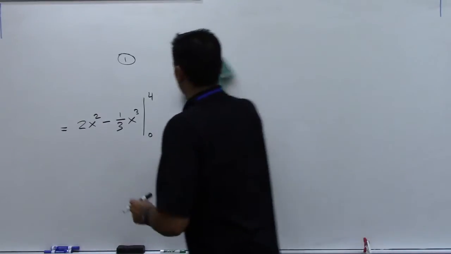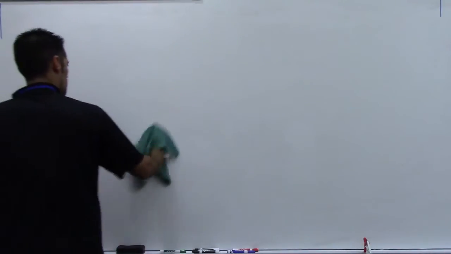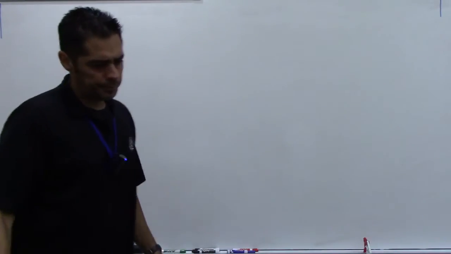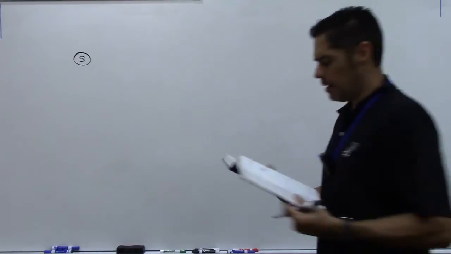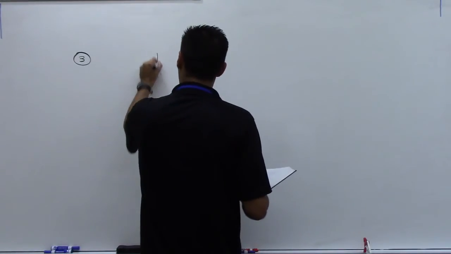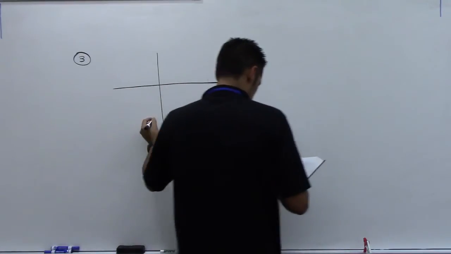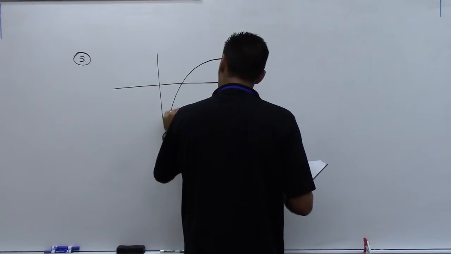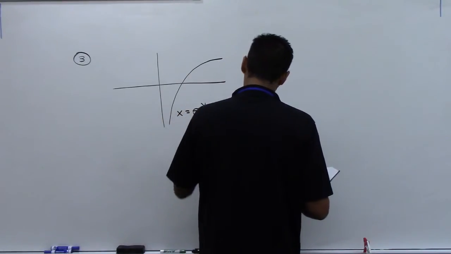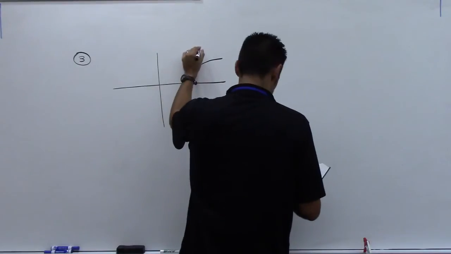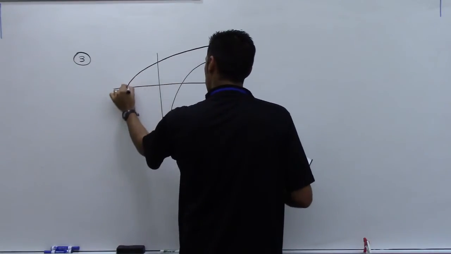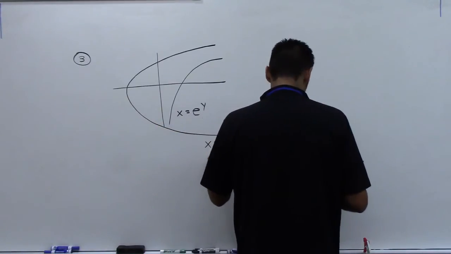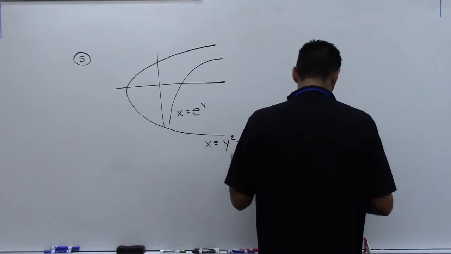Let's look at number 3. So with 3, again, they give you a picture. And they tell you that this curve right here is x equals e to the y. And they give you this parabola looking thing. Open sideways, goes like that. And they tell you that this is x equals y squared minus 2.